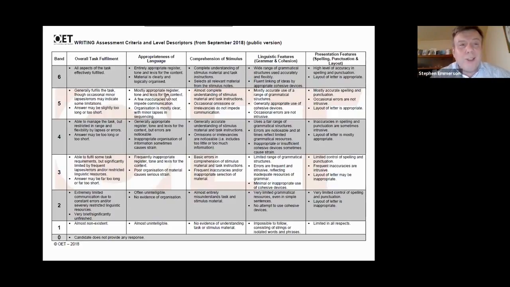So I would advise you to download that off the OET website, and that's going to help you once you're going through your letter and editing your letter and checking. You can check against the band descriptors. So it's a useful tool for you to have in your writing preparation material.